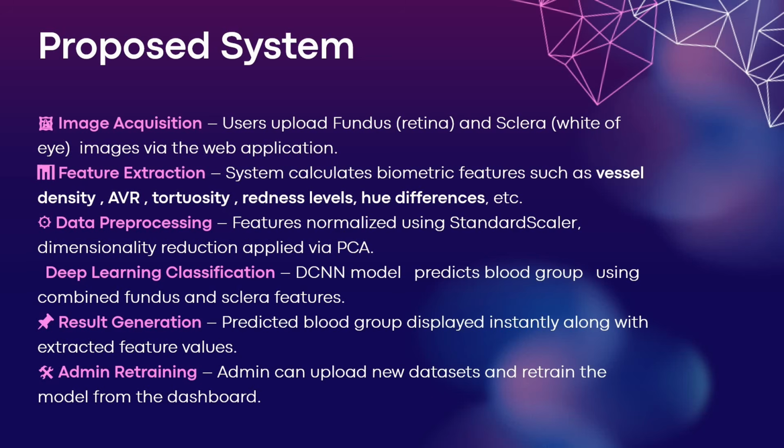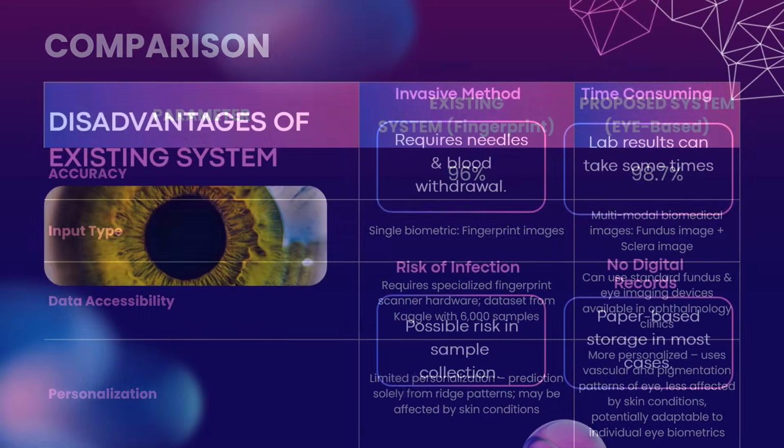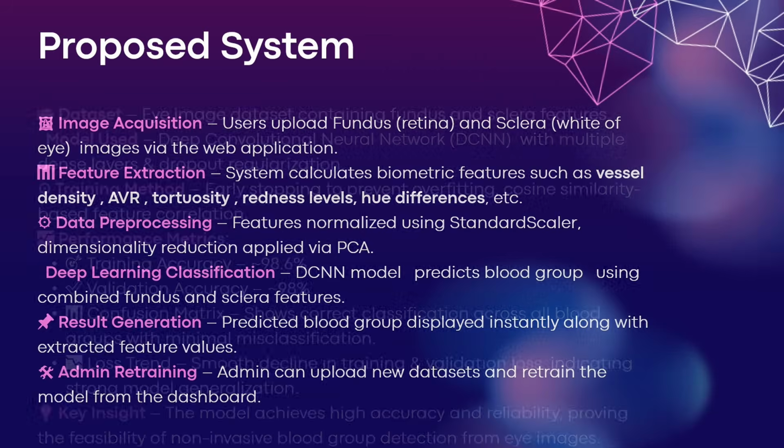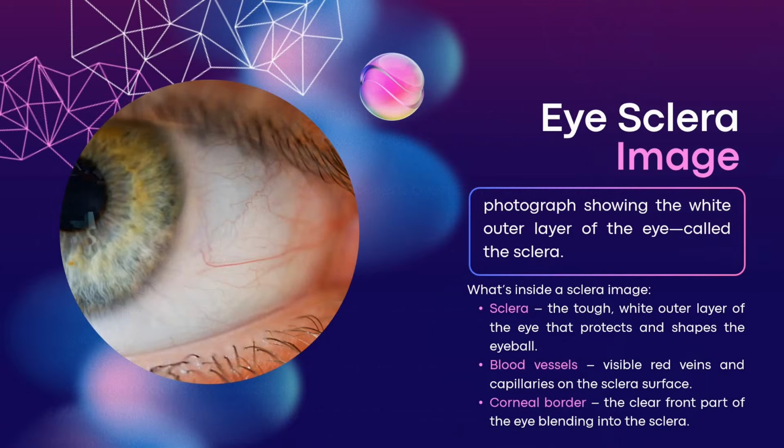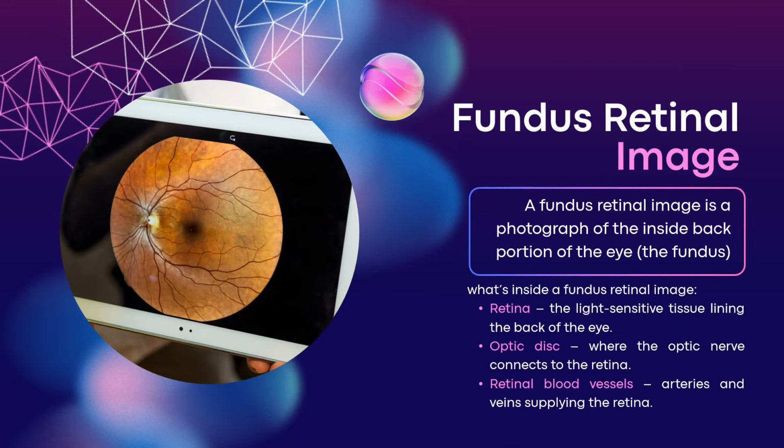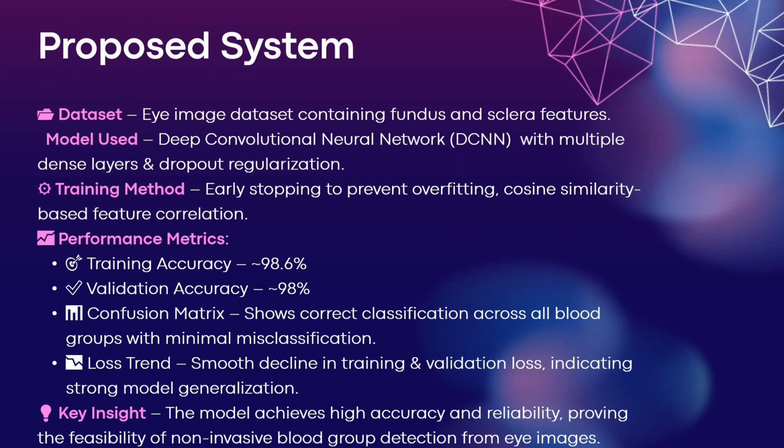Okay, so image acquisition. For this project, we require two types of images, Fundus images and Sclera images. Two types of images we need. We have already mentioned what a Sclera image and a Fundus image are. So you can see it here. This is a Fundus Sclera image. This is a Fundus image. I already mentioned that.